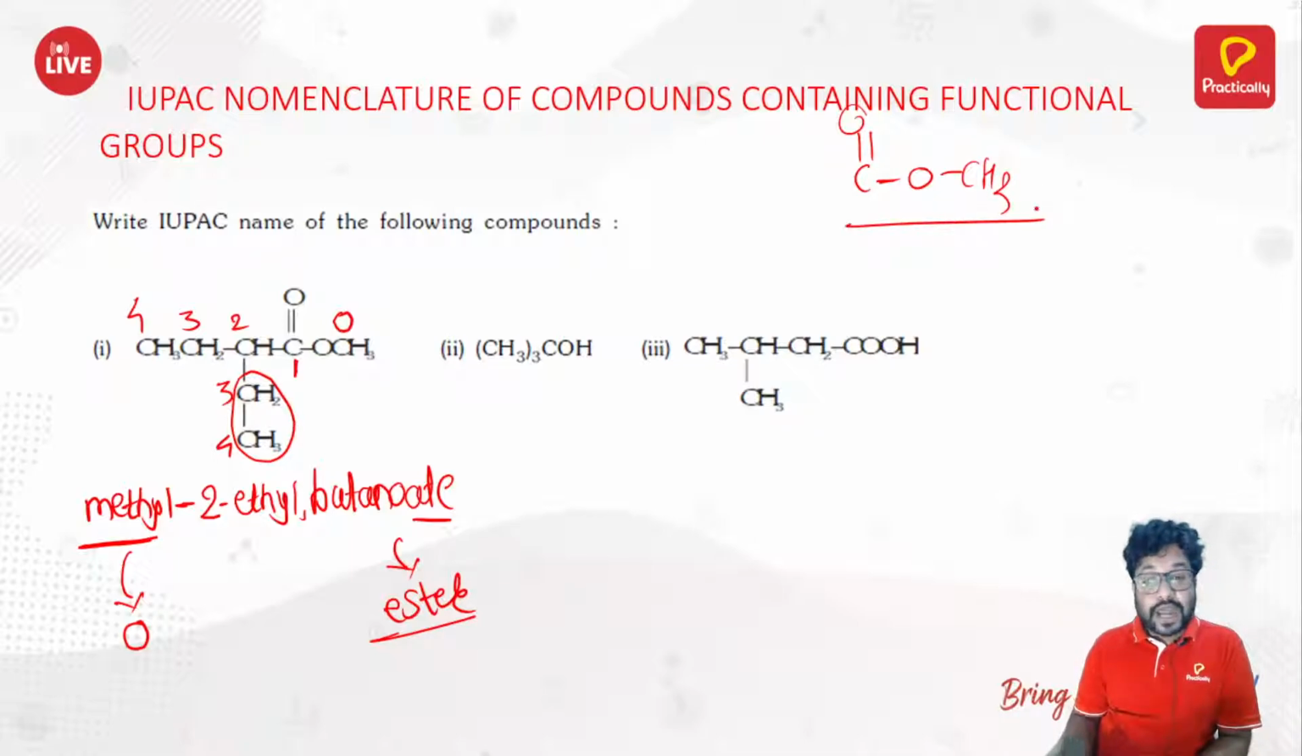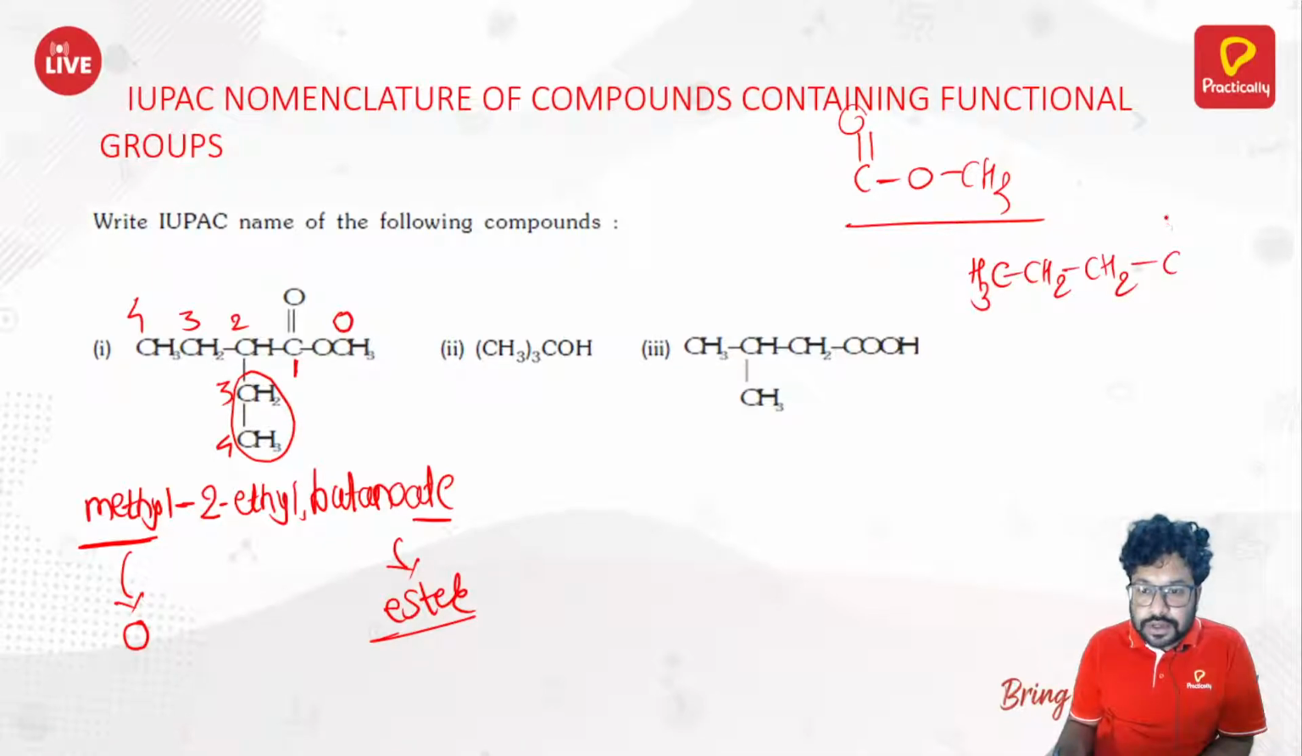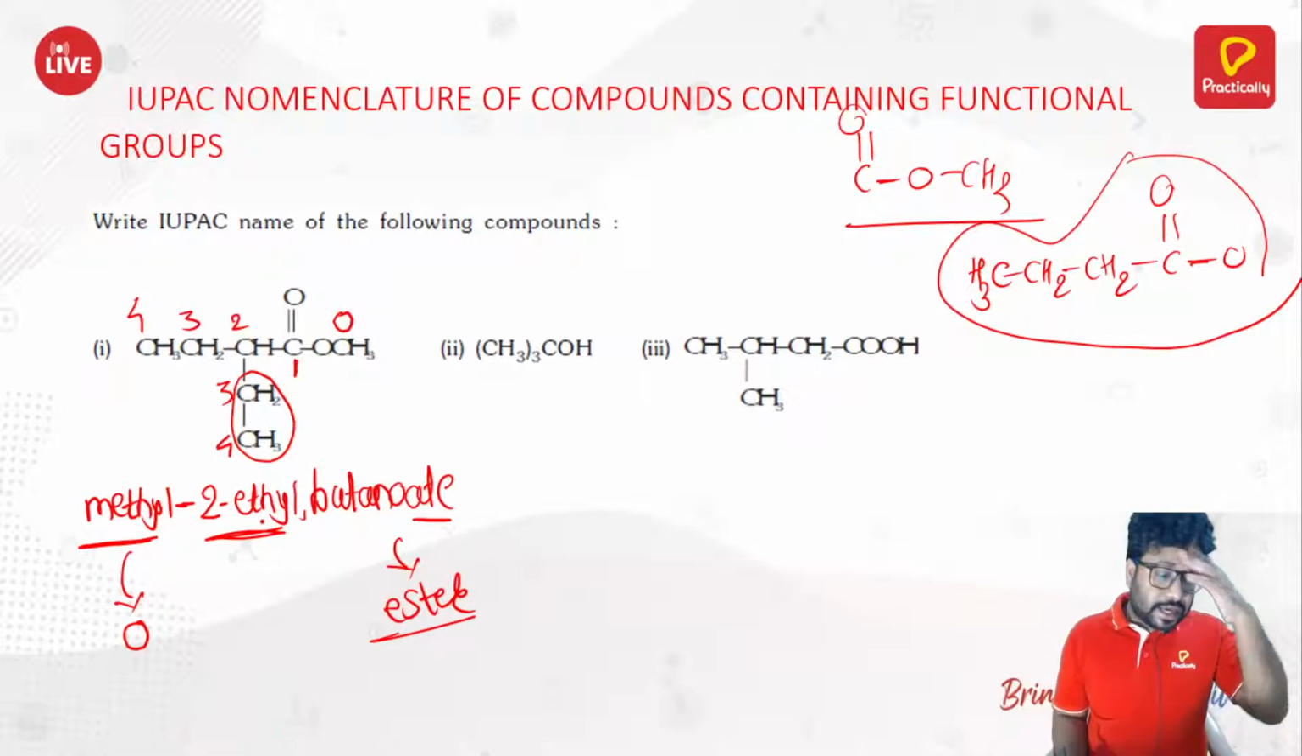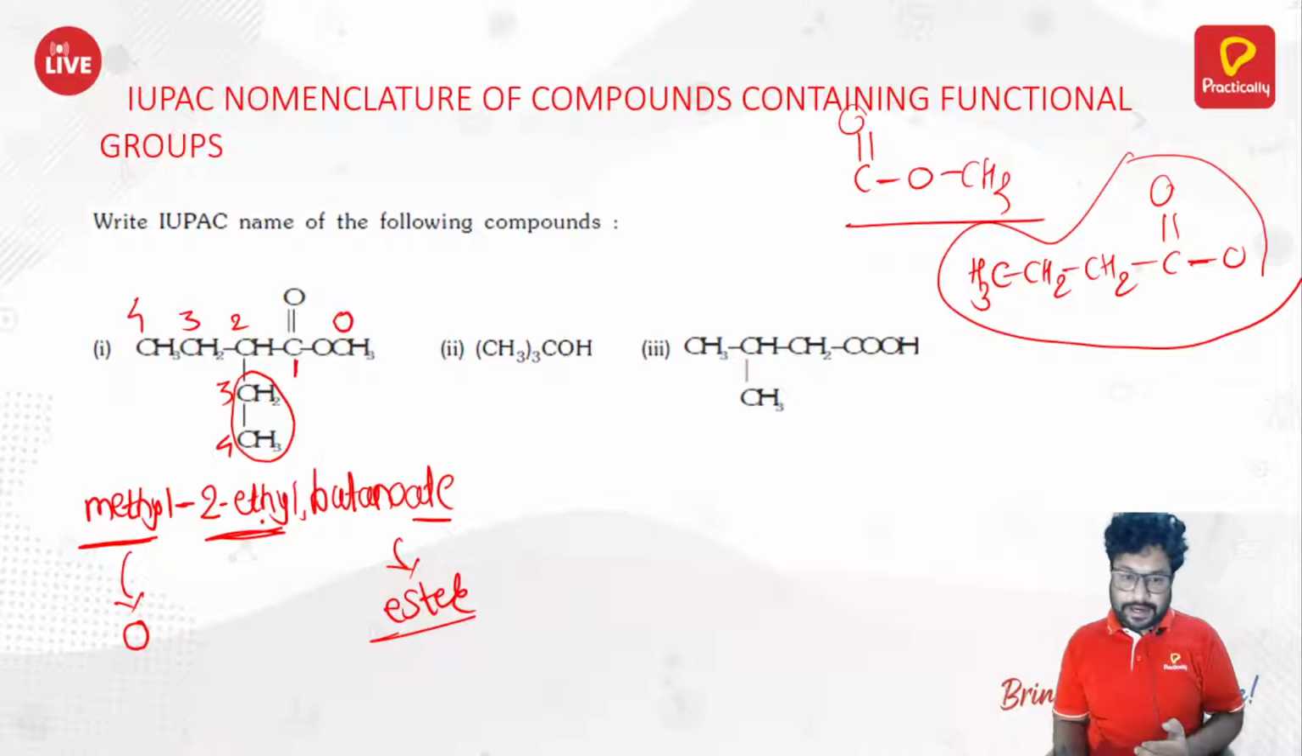So when you write butanoate, what does it mean? CH3, CH2, CH2, C double bond O. This is called butanoyl, basically alkanoyl. So when you write butanoate, they understand that this group is that. When you write methyl, that means methyl is attached to this oxygen. Other than that, you have already said that at the second position, an ethyl group is there. Okay. So this is how esters are actually named.